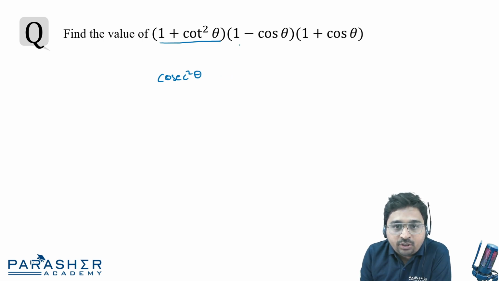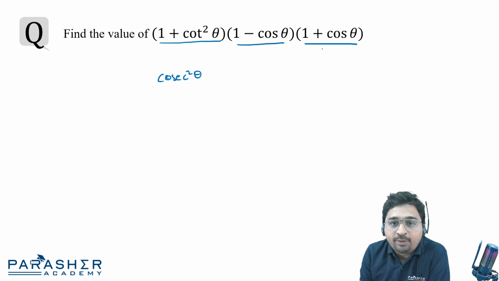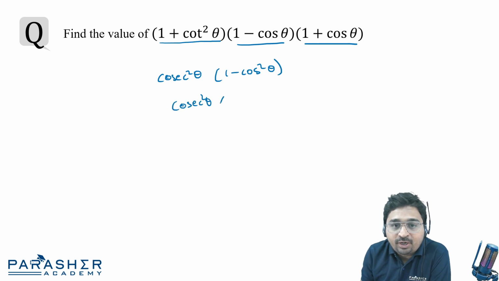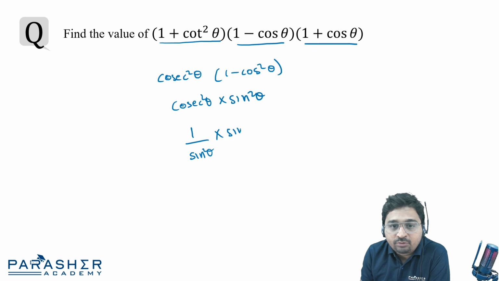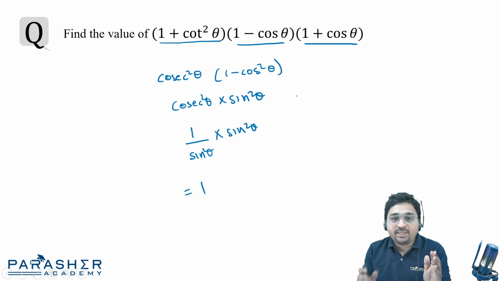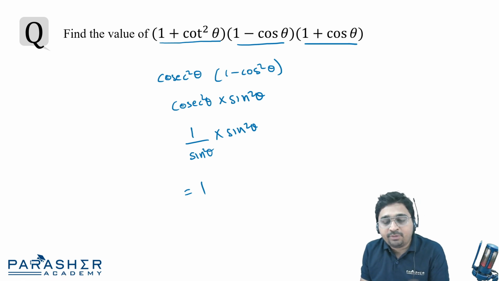Right? And what are the other two terms? 1 minus cos theta into 1 plus cos theta is a minus b into a plus b, which is 1 minus cos square theta. And what is 1 minus cos square theta? We have seen in the first episode, that is nothing but sine square theta. So this becomes cosecant square theta into sine square theta. Cosecant square theta is nothing but 1 by sine square theta and into sine square theta. This eventually becoming equal to 1. Looks very lengthy, but when you simplify it, the value becomes equal to 1.